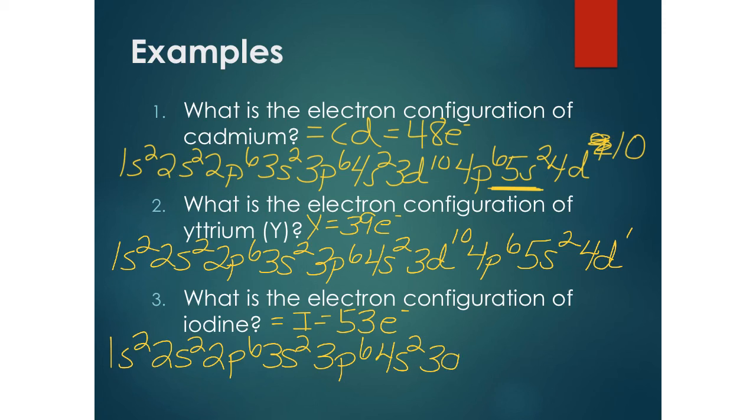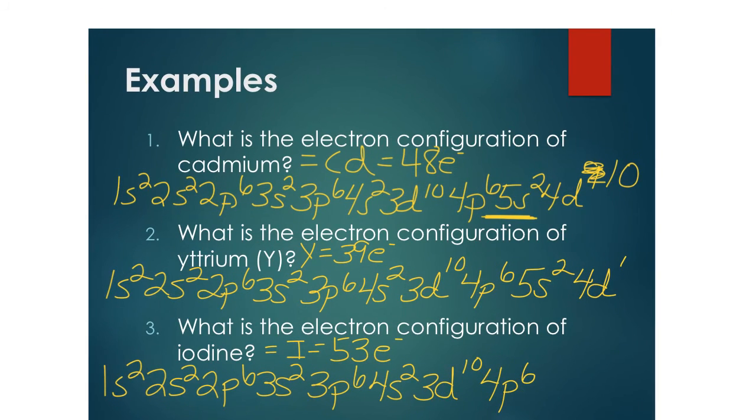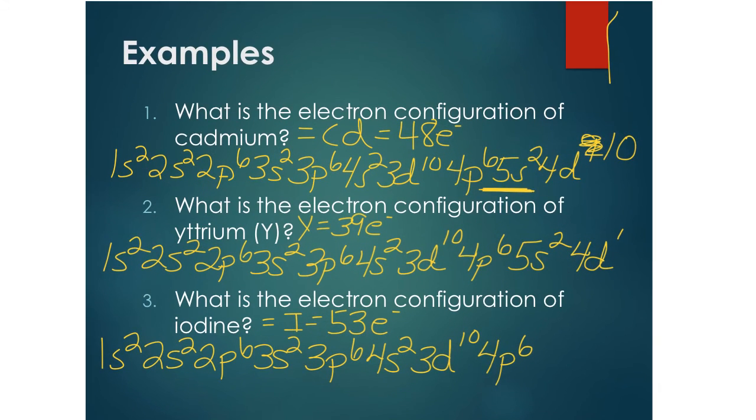d is 1 behind, 3d10, 4p6. After 4p would come 5s2. Then we would do 4d10. So this would basically take us up to cadmium, which we had in the first example. And then we would be 5p, and iodine is 5 over, so 5p5. And that would be it for iodine.